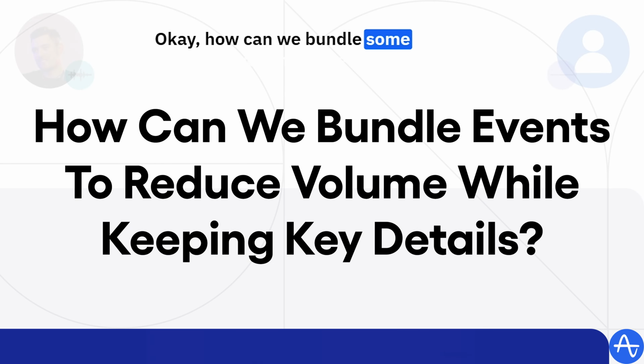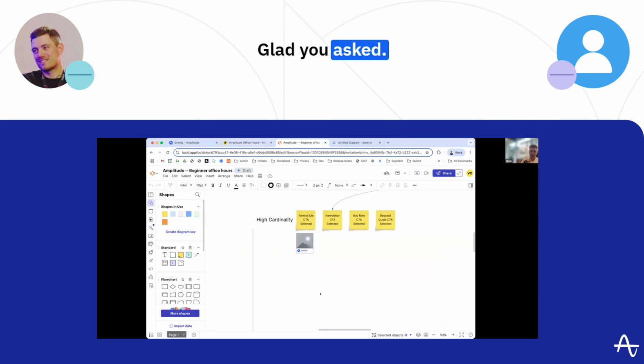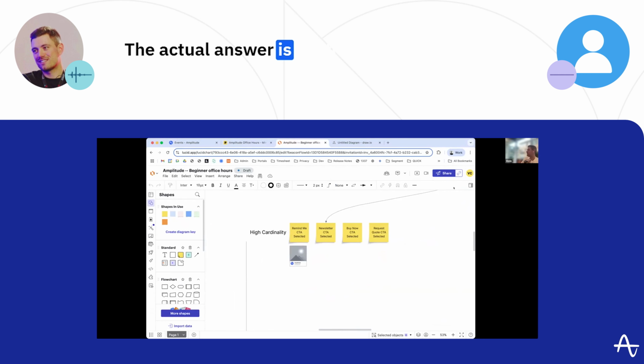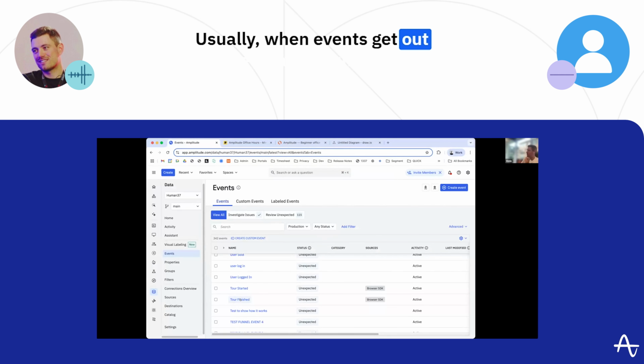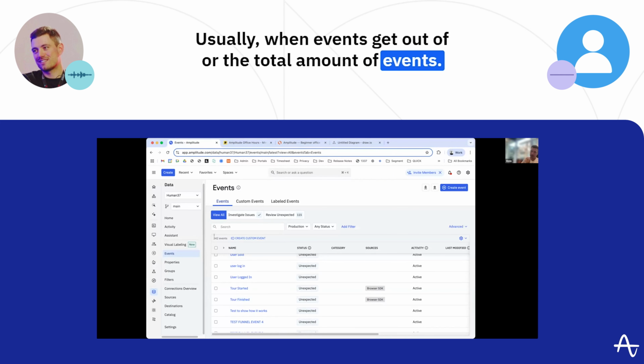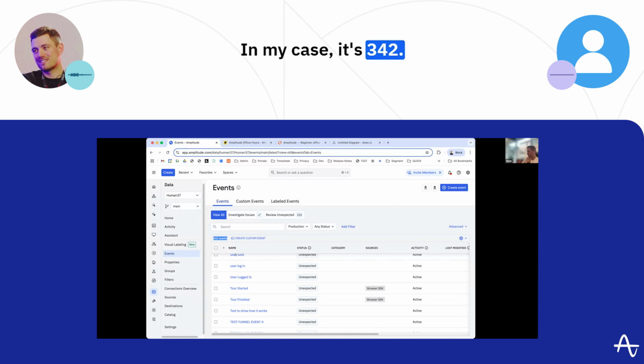How can we bundle some events to reduce event volume while keeping key details? Glad you asked. The actual answer is controlling your cardinality. Usually when events get out of hand, or the total amount of events, by the way, you can see this here. If you click events and then look at the top left, in my case, it's 342.